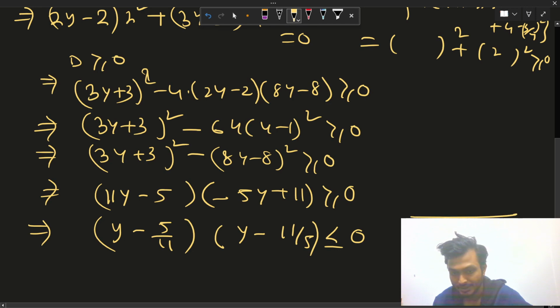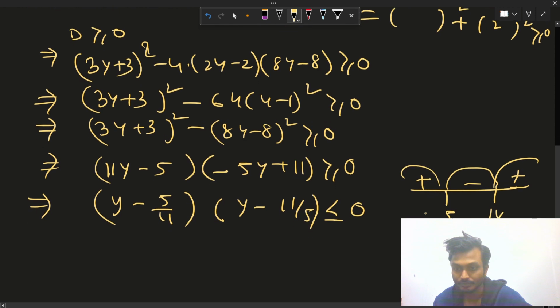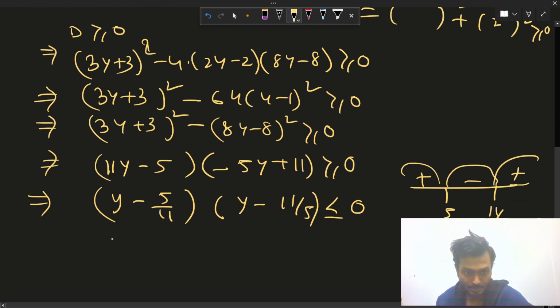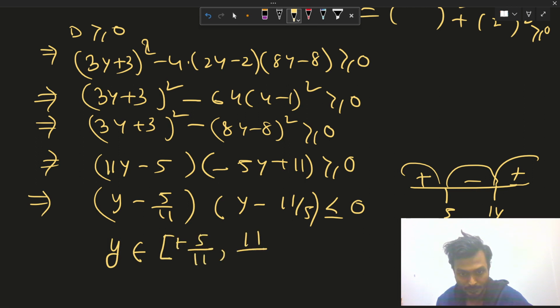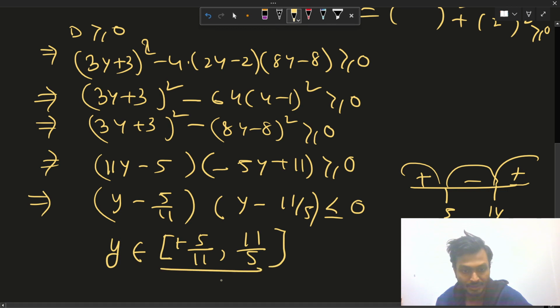So our real line is this, and this is 5 by 11, this is 11 by 5, right? So 11 by 5 means 2 point something. So if you take the value 3, then this will be positive, this will be positive. That means here our value is positive. Then here will be negative, here will be positive, right? So when we get this, y belongs to what? Plus 5 by 11 to 11 by 5. So this is the range we get.